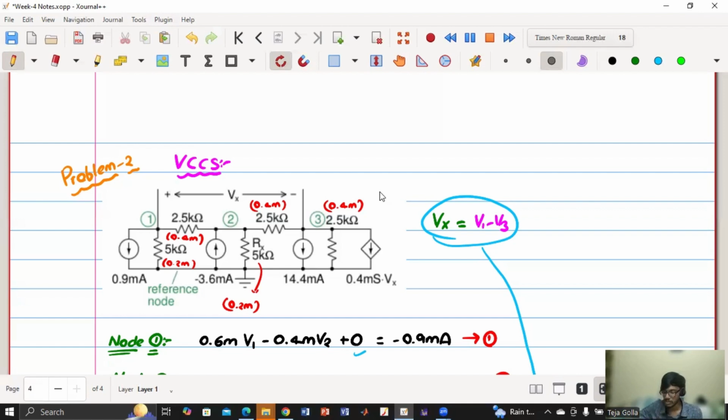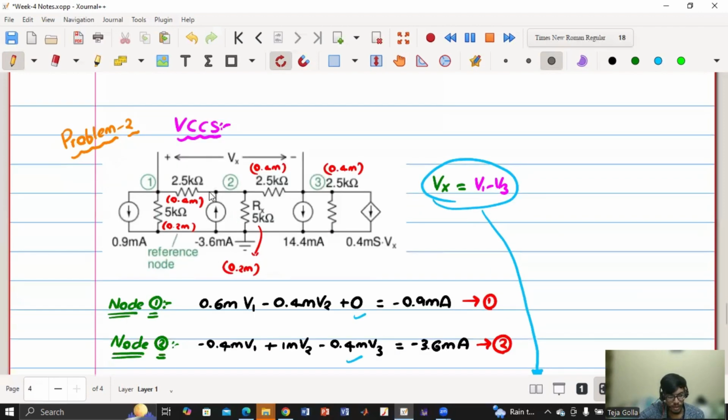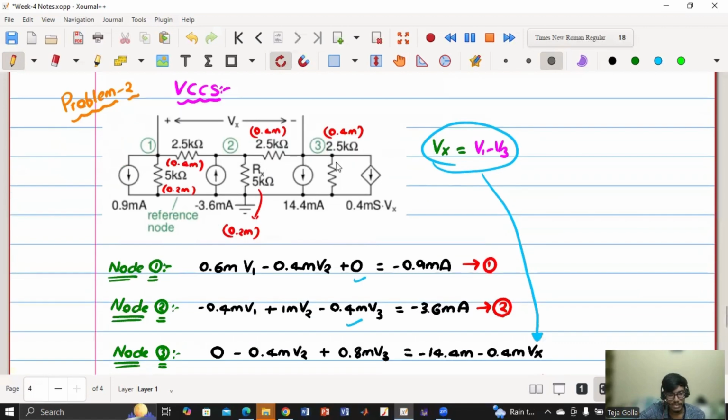Okay, let me just summarize. In the case of a voltage controlled current source, as shown over here, we do not have only independent current sources and resistors. Instead, we have one dependent current source as well. So in that case, because there is a dependent current source at node 3, the node 1 and node 2 expressions will remain unchanged. Only the expression at node 3 will change.